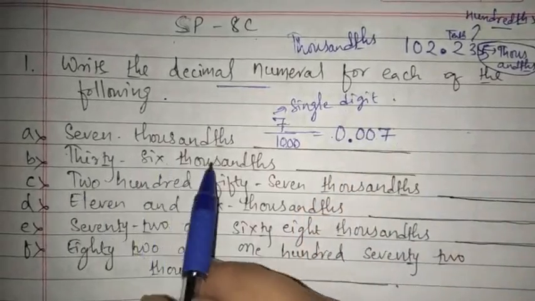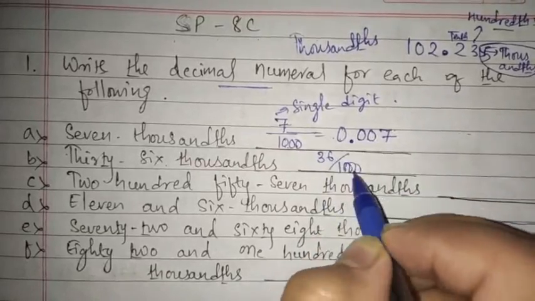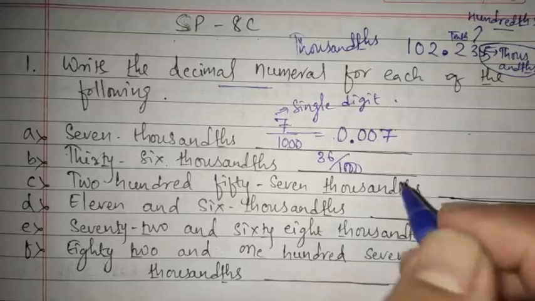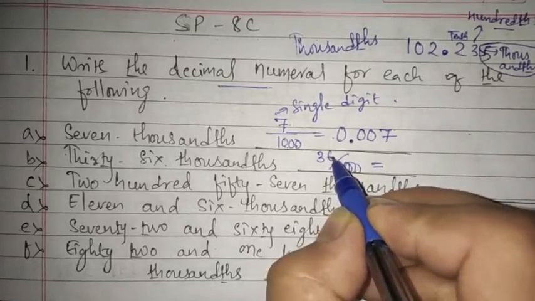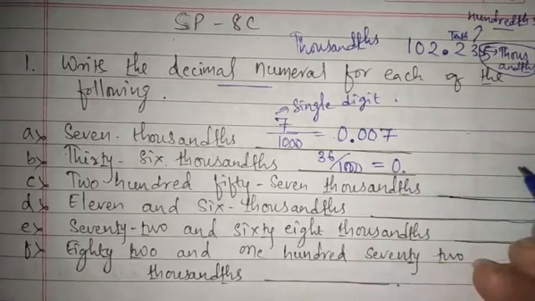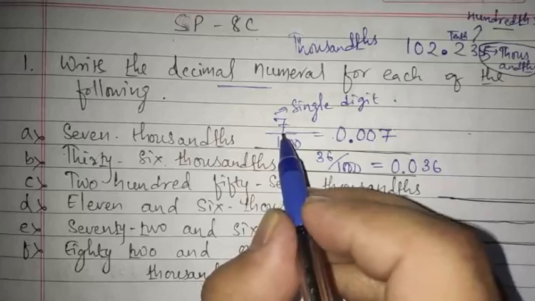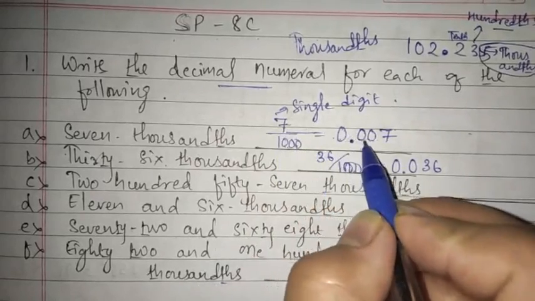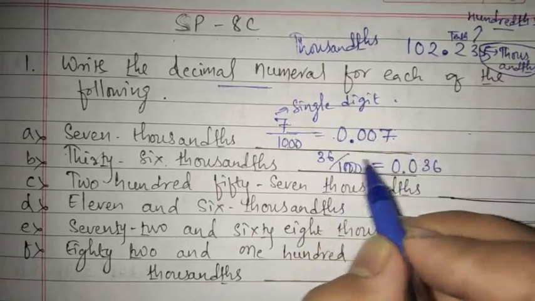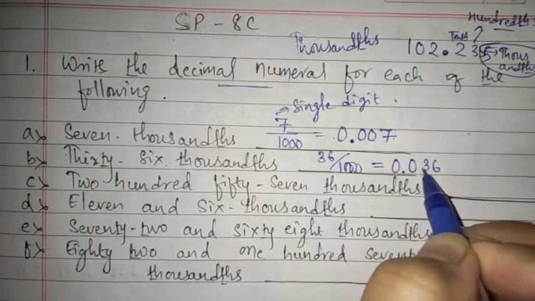Now 36/1000. Now we are going to deal with a two digit number. 36 divided by 1000. So if you have a double digit number, what are you going to write? First of all, 0 is there, then the decimal point, then one 0 only, then 36. Understood? If you have a single digit number, then 0.007: after the decimal, two 0s. And if you have a two digit number, then one decimal point, then one 0, then the number given in the numerator.